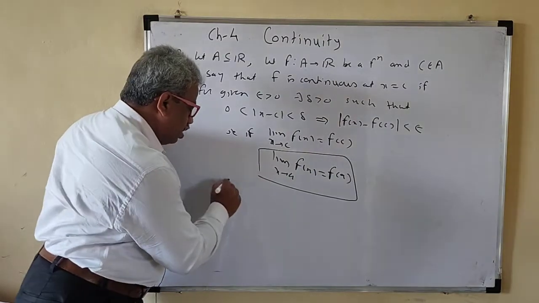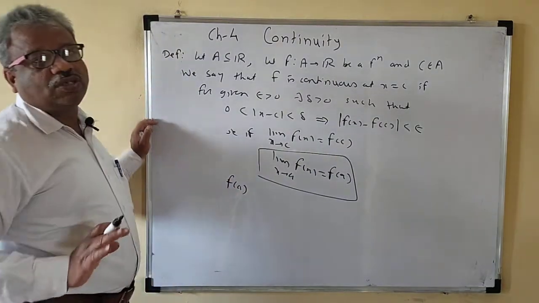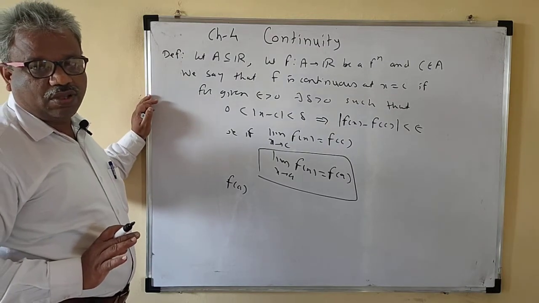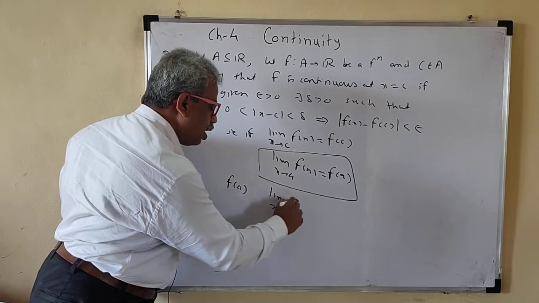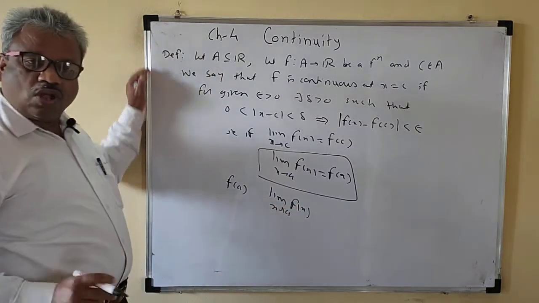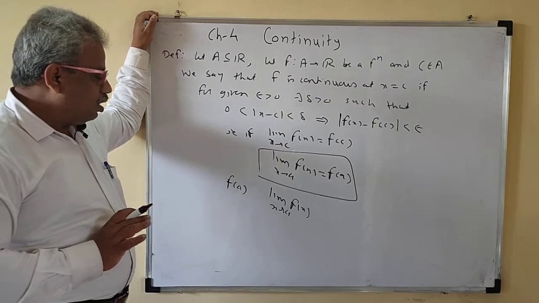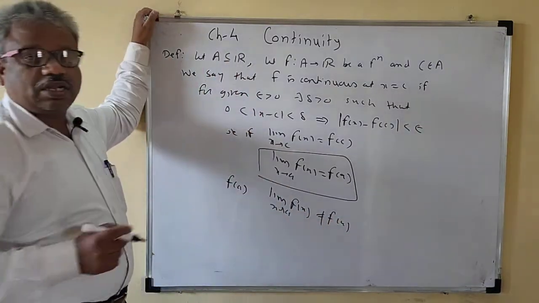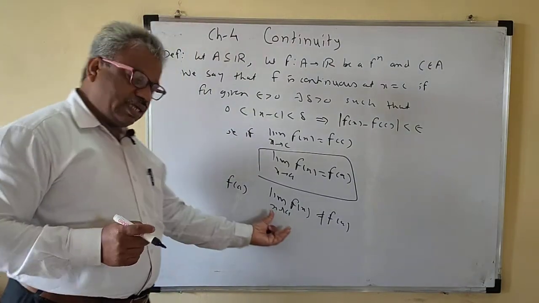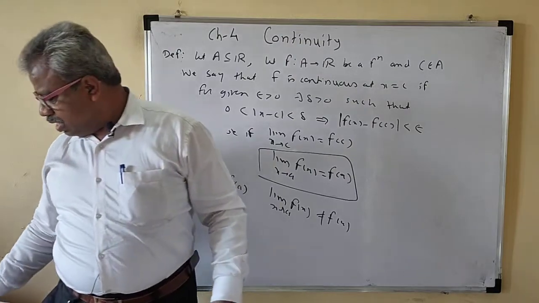So what happens here? If f of a is not defined, then the function will not be continuous at x is equal to a. If limit x tends to a, f of x does not exist, then also the function is not continuous. If this is not equal to f of a, then the function is not continuous at x is equal to a. The limit exists, f of a is defined, but they are not equal, the function will not be continuous.